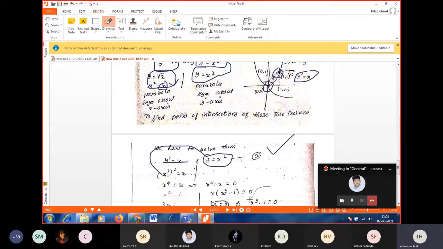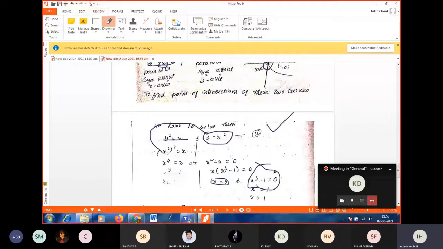X cube equal to 1. The cube root of 1 is 1, so x equal to 1. Now I have got two x values, x equal to 0 and x equal to 1. You can substitute either of the equations to get y.